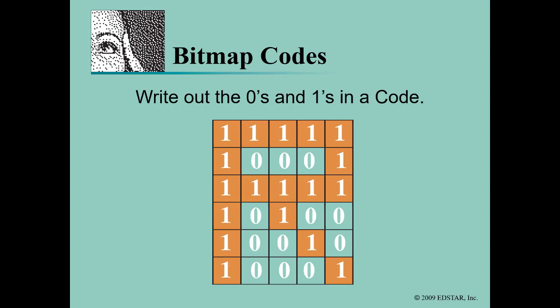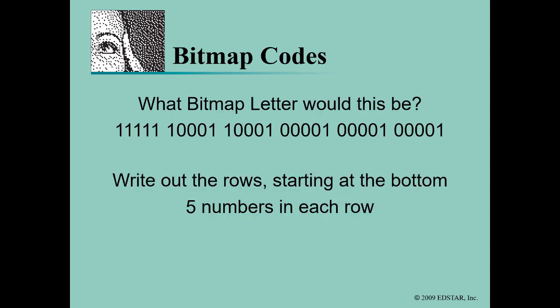Try this. There are 5 pixels in a row. The bitmap starts at the bottom and reads left to right. This code simply draws the letter. What letter would this be?